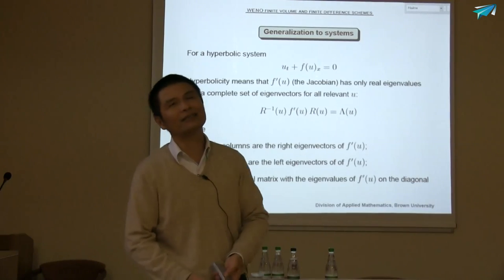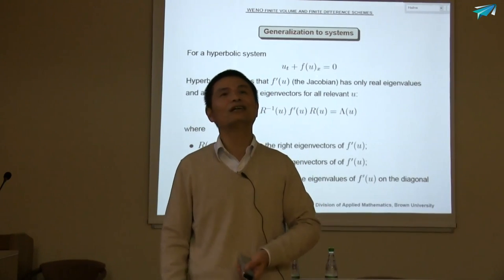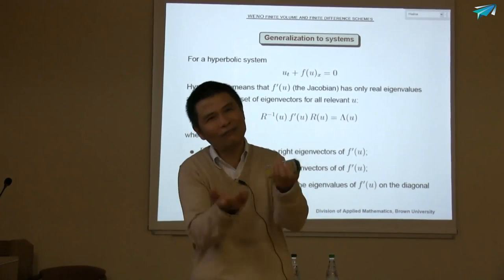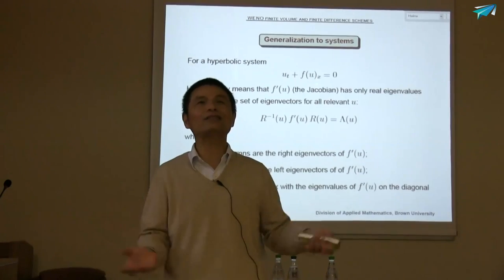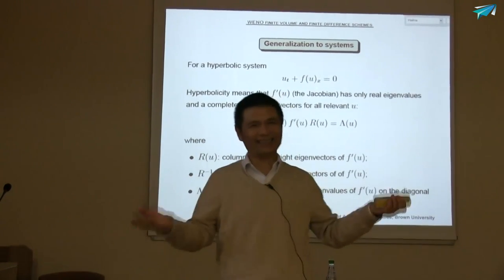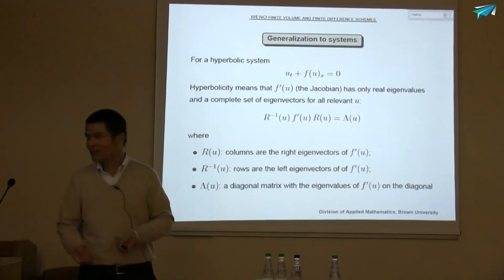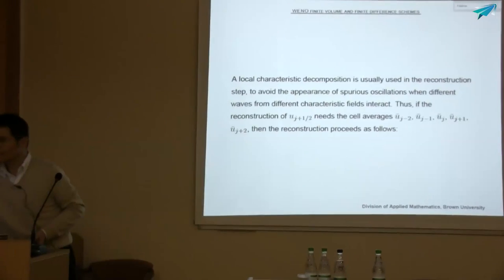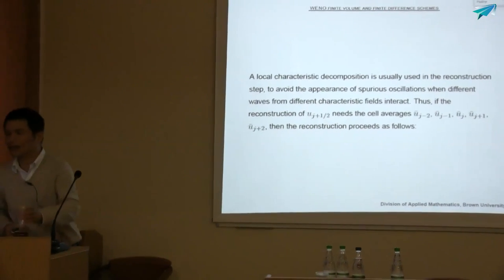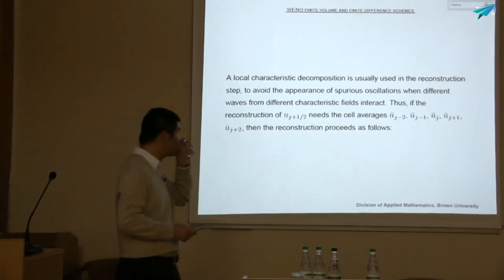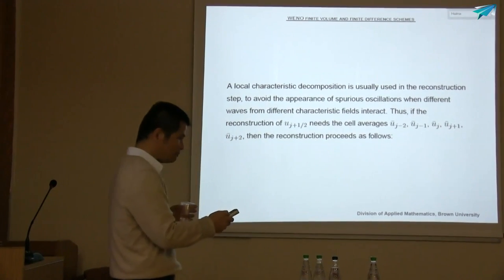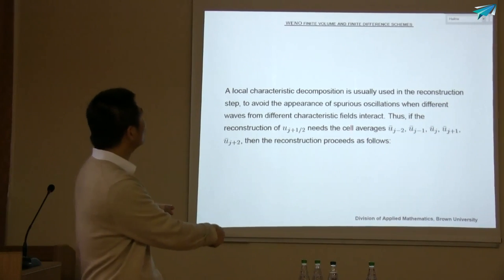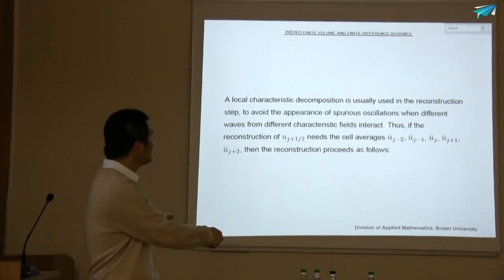For all our equations, it's documented in many papers and books. If you have a new system, for example, MHD is also documented somewhere. If you have yet another new system, you might need to do the homework, use Mathematica, or whatever, to find all these matrices. Once you have these matrices, then you can perform a so-called local characteristic decomposition, which is used to avoid spurious oscillations.